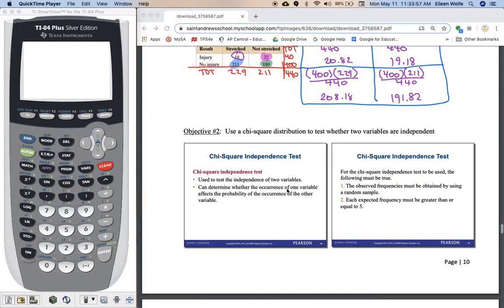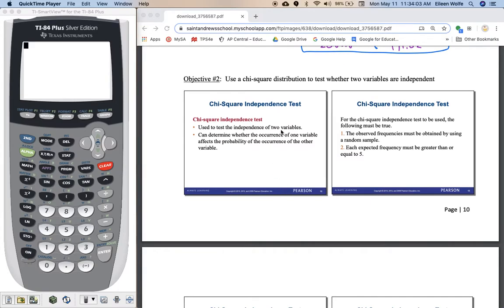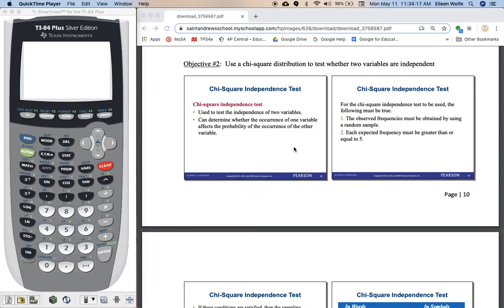All right, well now we're going to be off to running a chi-square test. If I wanted to be able to test whether two qualitative variables are independent, I want to basically see if I can establish, from a statistical significance standpoint, whether we can say that the occurrence of one variable affects the probability of the occurrence of the other variable.